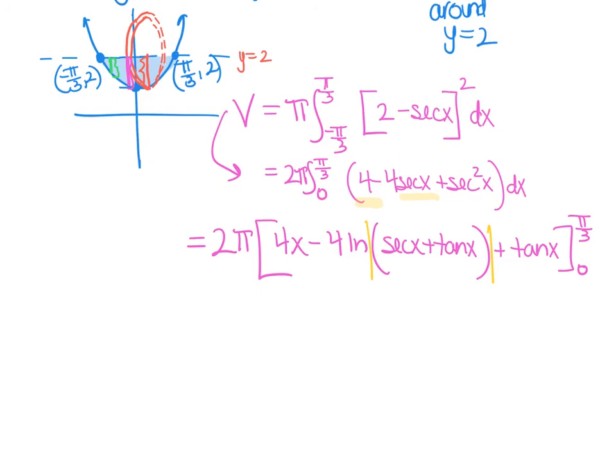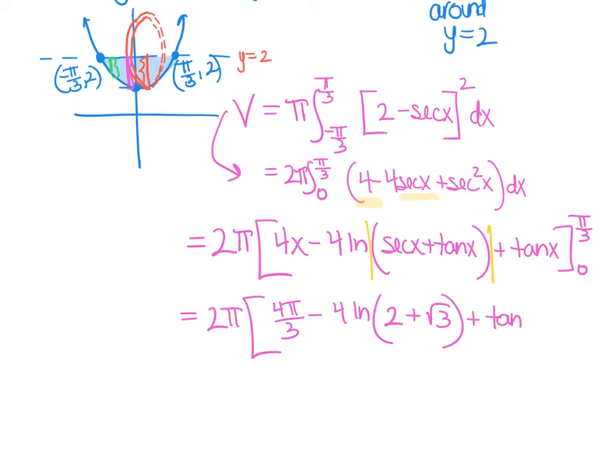And when you plug everything in, you should hopefully have gotten 4 pi over 3 minus 4 times the natural log of secant of pi thirds, which is the reciprocal of cosine at pi thirds, which is 2, plus tangent of pi thirds, which is radical 3, plus tangent of pi thirds, which is radical 3. And that's all we can do. So at this point, we plug it into our calculator, and hopefully you got 4.103.